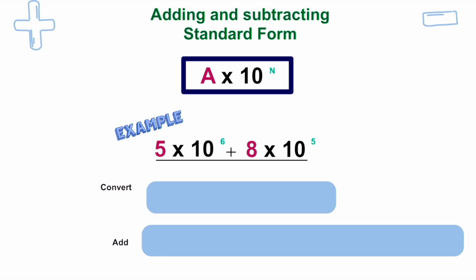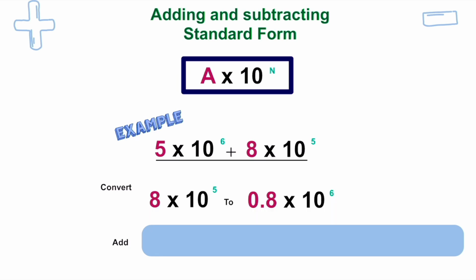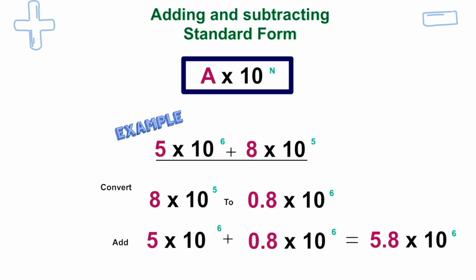So first of all, let's do the converting. Let's convert 8 times 10 to the 5 to have an exponent of 6 instead of 5. To do this, we just shift the decimal point to the left one to make 0.8 times 10 to the 6. So now let's add these two together.